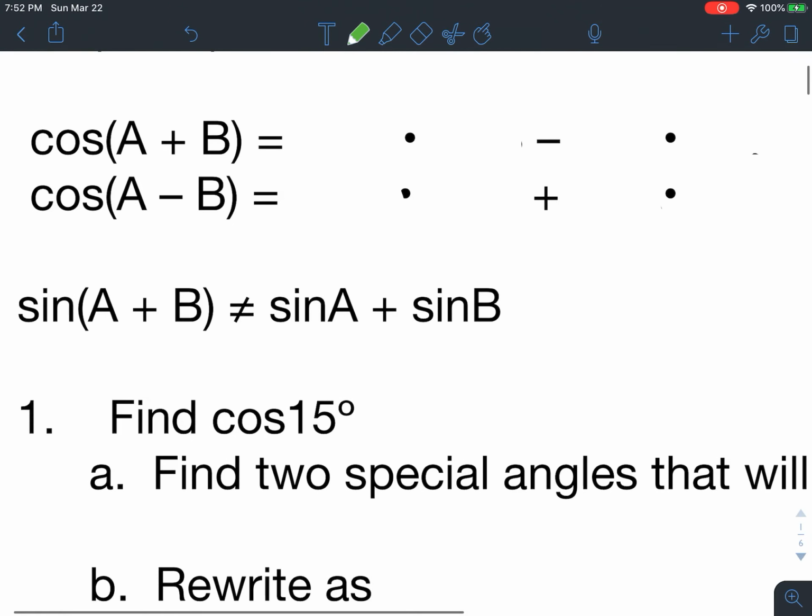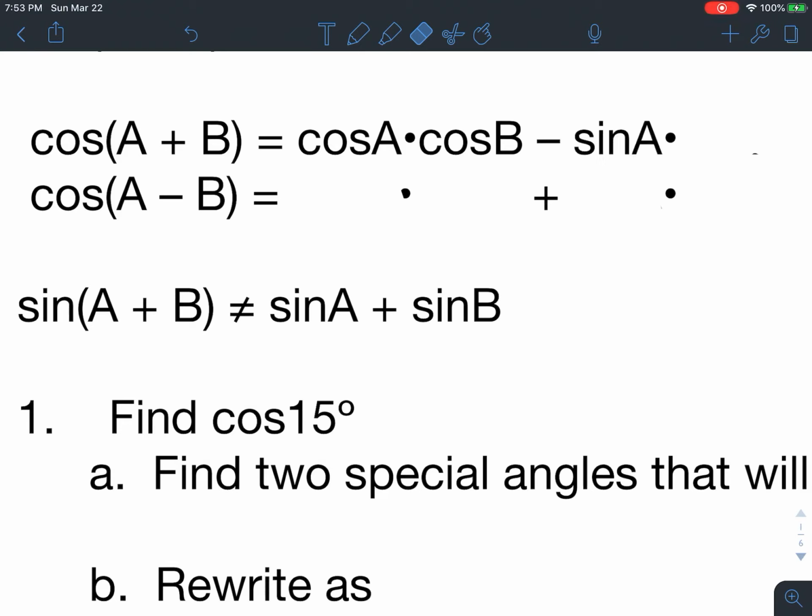Okay, now for the cosine. Cosine of A plus B equals cosine of A times cosine of B minus sine of A times sine of B. Now I want you to notice that with cosine, when there's a plus in between the A and B, in the formula there's a minus, so the sign switches. Again, you don't have to memorize this, but if you're looking quickly, then you could accidentally write it incorrectly.